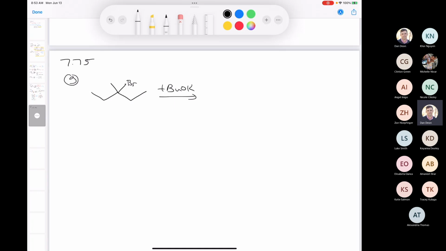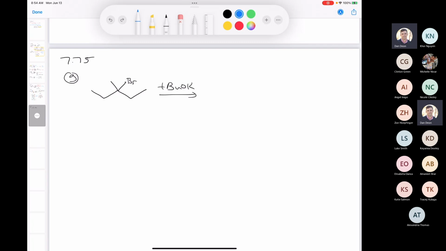Yes, thank you. Great, thanks, Kiana. It's an E2, isn't it? Because we have a hindered base, it's not going to be a good nucleophile, and you've got a tertiary substrate. So you've got two types of beta protons. You've got the ones on the methyl group, and then you have the ones on these methylenes. If you pull the one off of the methyl group, then your alkene is going to be this compound, whereas if you pull off the one in red, your alkene would be this. So this is our Zaitsev alkene. This is our Hofmann alkene.